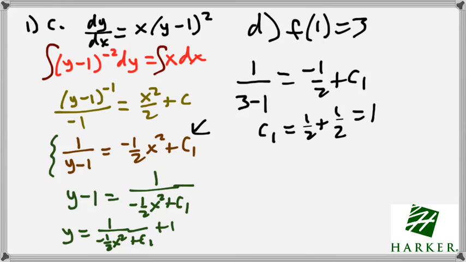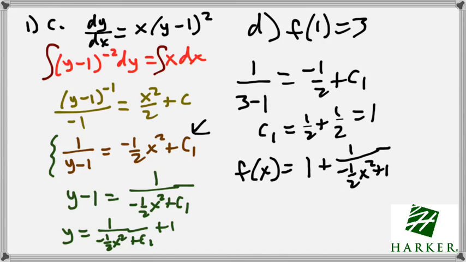So now my final answer is f of x, or y, or whatever you want to call it, is equal to 1 plus 1 over (negative 1/2 x squared plus 1). I'm not going to get fancy. That's the end of it. That was not that hard of a question.